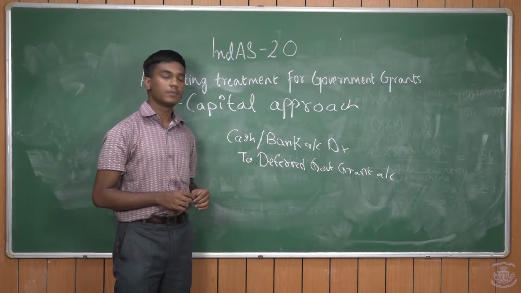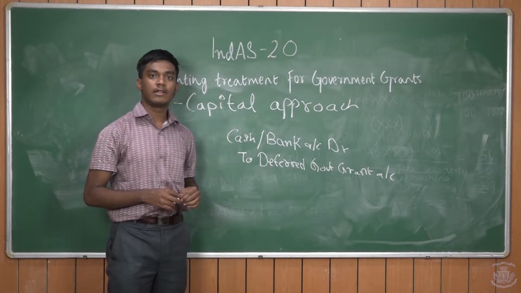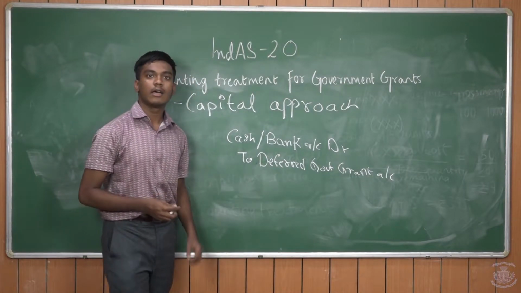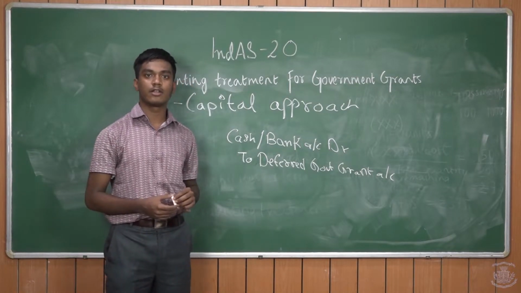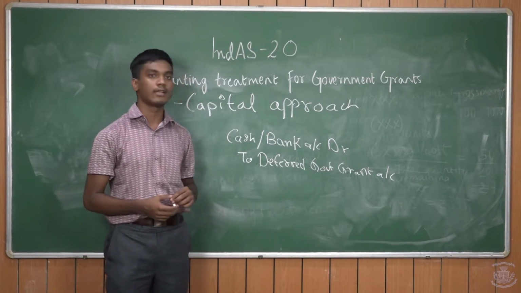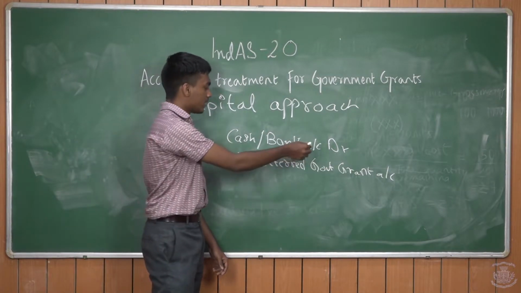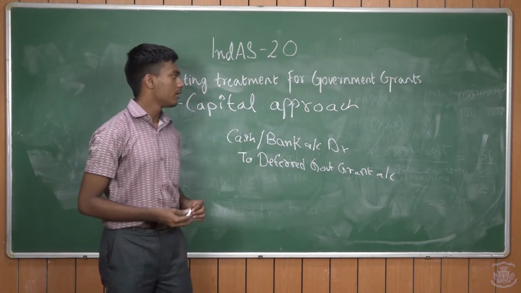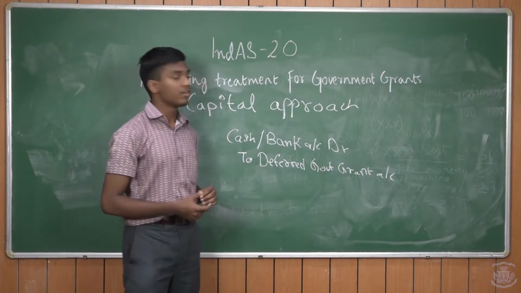So capital approach basically deals with government assistance provided to the entity relating to the fixed assets of the entity. So suppose an entity has a fixed asset called furniture amounting to rupees 5 lakhs and the entity has got government assistance in the form of government grant. So the journal entry the entity should pass is cash or bank account debit to deferred government grant account. So the amount will be recognized at fair value of the asset in case of Ind AS 20.